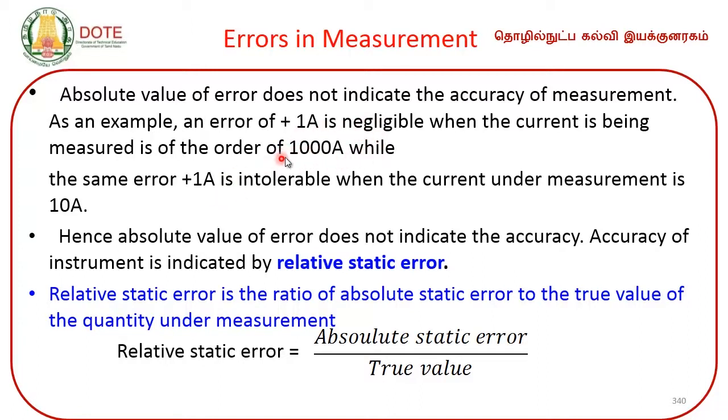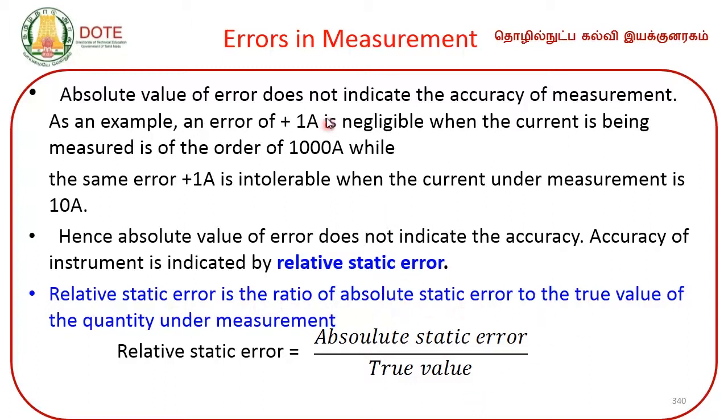ஓகே, ஸோ 1000 ஆம்பியர் மெஷர் பண்ணுறதுக்கு 1 ஆம்பியர் எரர்னா நெக்லிஜிபிள், பட் 10 ஆம்பியரில் 1 ஆம்பியருங்கிறது ஹை பர்சன்டேஜ், ஸோ இட் இஸ் இன்டாலரபிள். So most often we are not considering the absolute value in the error, we are bothered about the relative static error. ஸோ relative static errorனா என்ன அப்படின்னா, accuracy of the instrument is indicated by relative static error. Relative static error is the ratio of absolute static error to the true value.